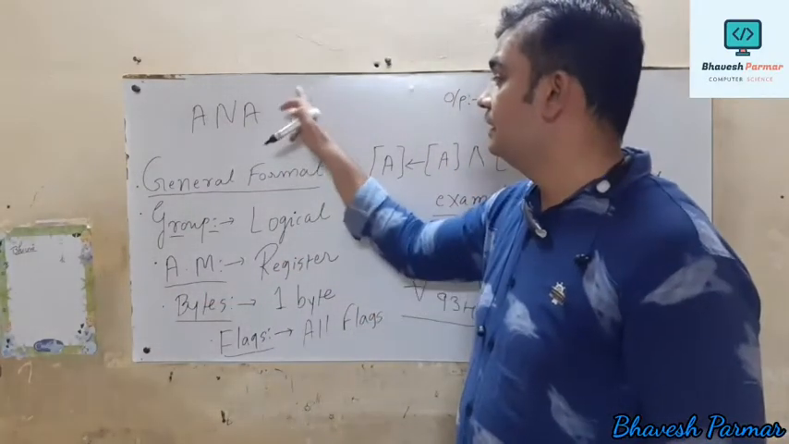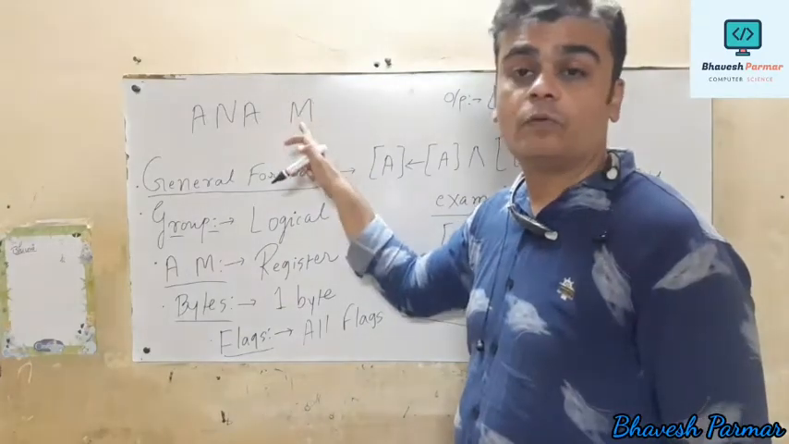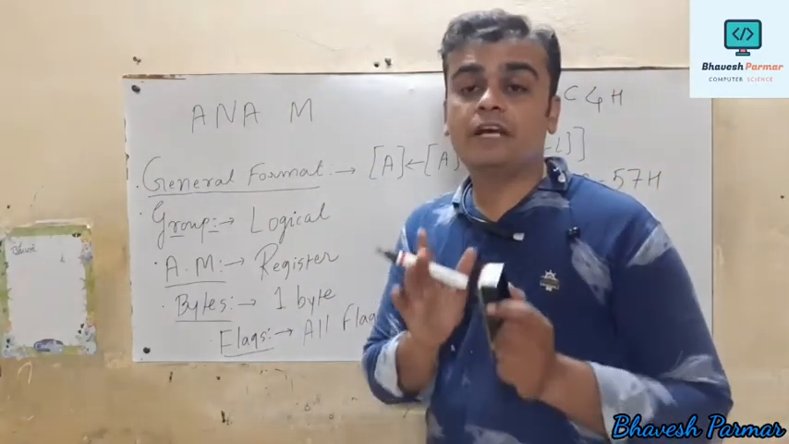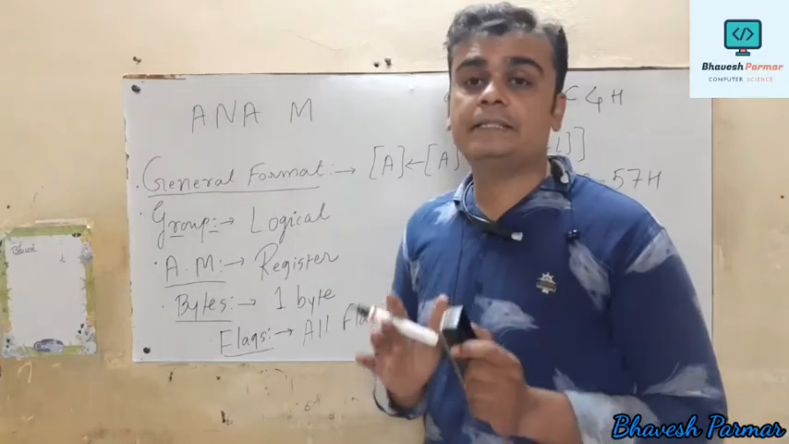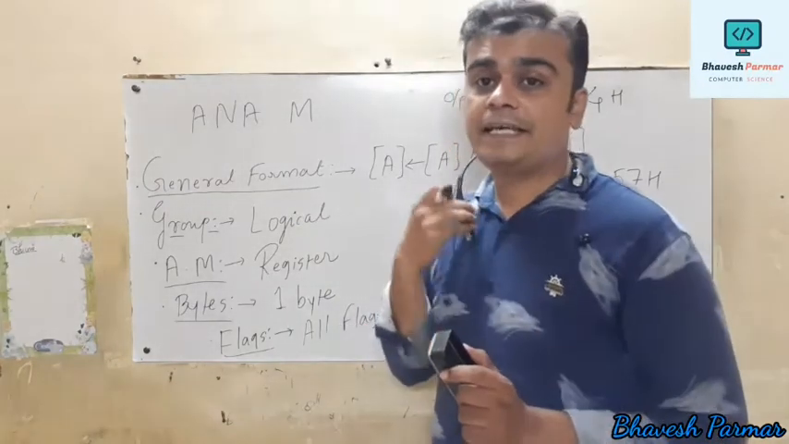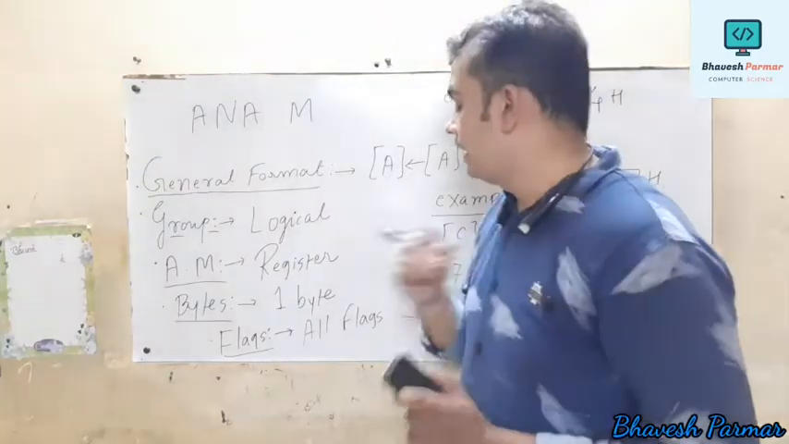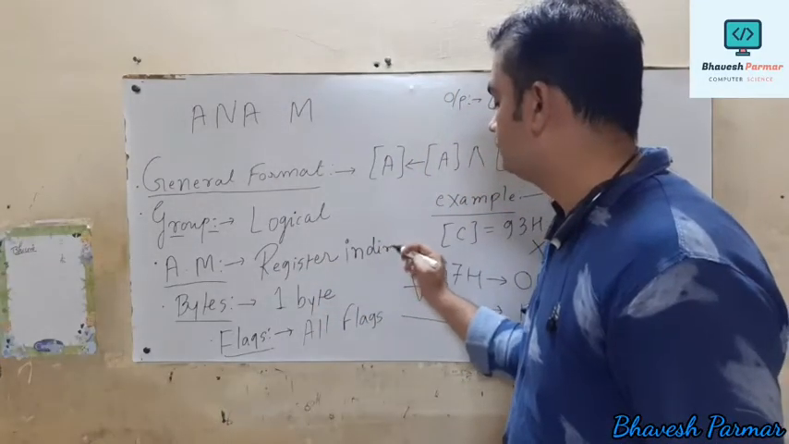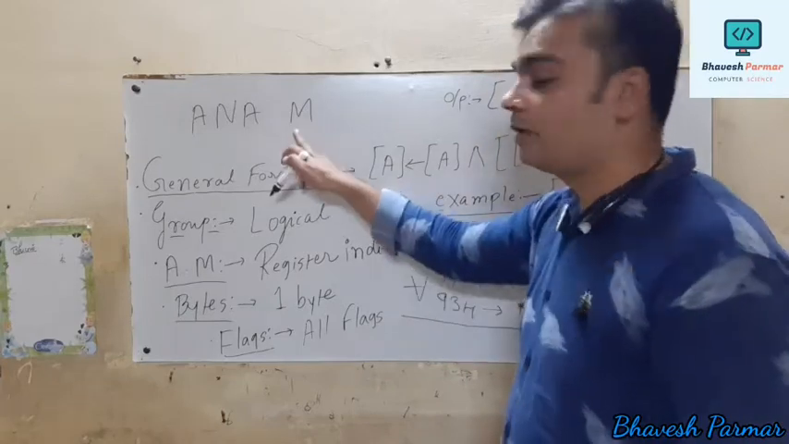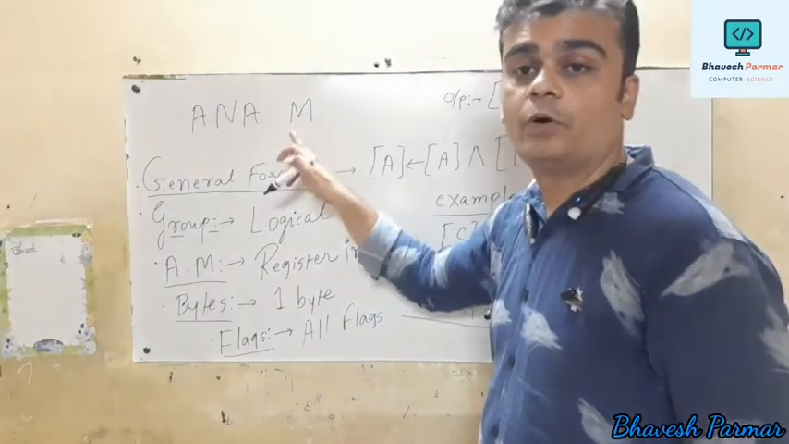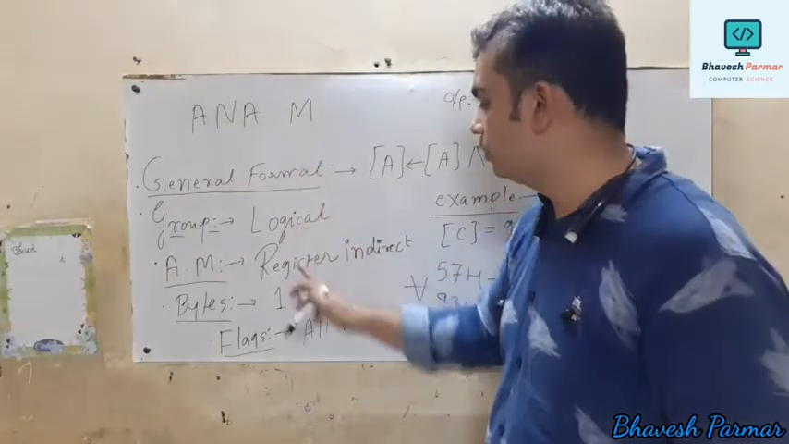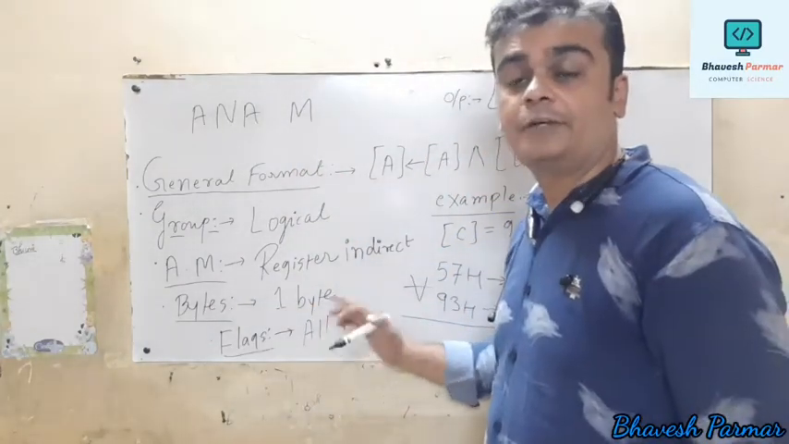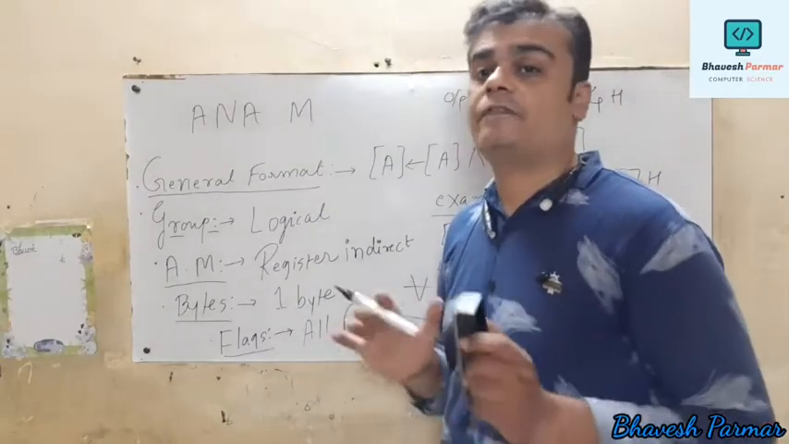So what is that change? In this scenario, we are going to perform the operation on M. I already told you, when we perform an operation on memory, in that case we directly say that the addressing mode is register indirect addressing mode. So when we are performing an operation on memory, it should always be register indirect addressing mode. Then again in the bytes column, you have to write 1 byte. In case of flags, you may write that all flags may be affected.